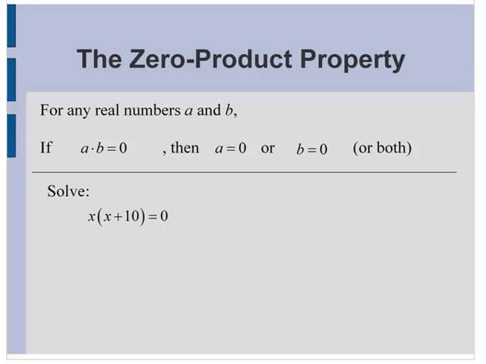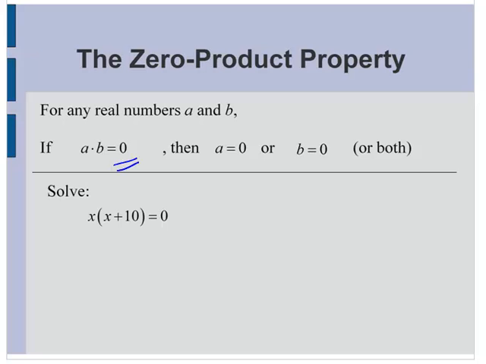So the first thing we need is this property. There's a property of mathematics, of algebra. It says that for any real numbers a and b, if a times b equals 0, then a equals 0 or b equals 0 or both. All this is saying is that if you multiply two things and you get 0, then one or both of them must have been 0. And if you think about how multiplication with 0 works, this property should make sense. Now, what's very important is it must be 0. It can't be any other number.